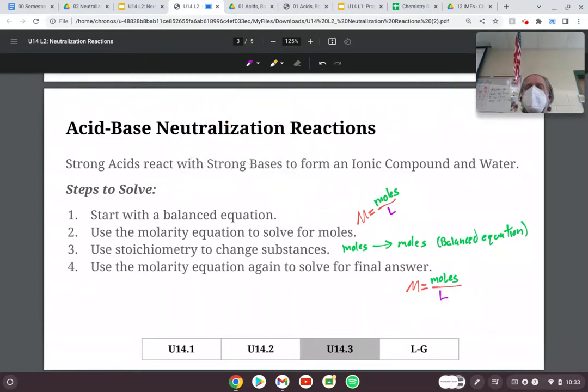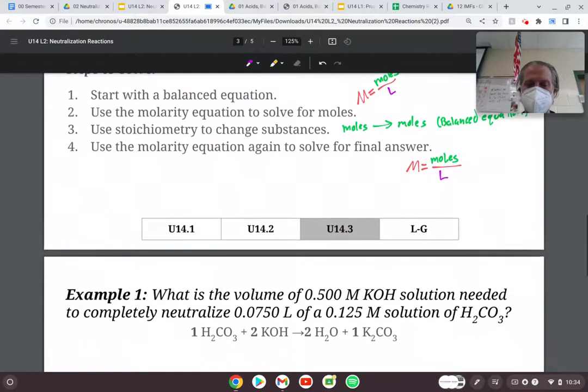Regardless of what the problem gives us, in all of the problems that you're going to be working with, it's going to be a 3-step approach. You're going to be using the molarity formula to solve for moles. You're going to be using some form of stoichiometry to convert maybe moles of acid to moles of base, or moles of base to moles of acid. And then you're going to use the molarity equation to get your final answer. So it's going to be 3 steps.